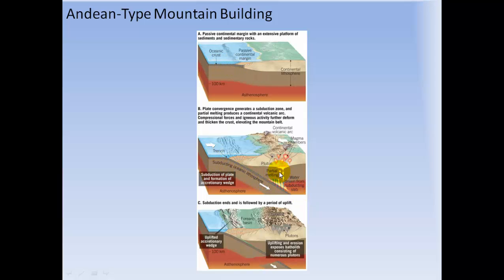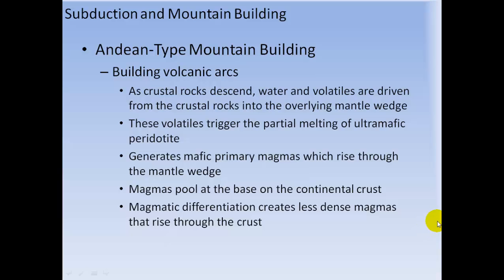Then we get some partial melting with a nice accretion wedge, and then we have all this volcanic activity that forms uplifting and forms these mountain ranges. Building volcanic arcs: as crustal rocks descend, water and volatiles are driven from the crustal rocks to the overlying mantle wedge. These volatiles trigger the partial melting of ultramafic peridotite, which generates mafic primary magmas that rise through the mantle wedge.